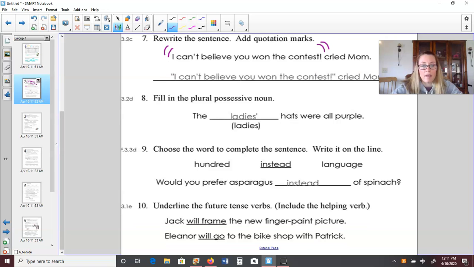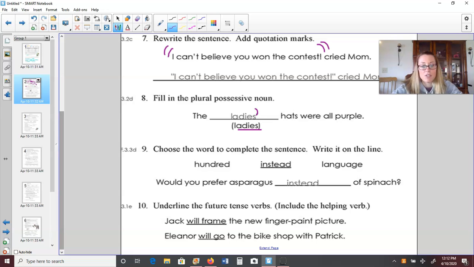On number 8, fill in the plural possessive noun. Plural means more than one, and possessive means there's ownership. So the ladies' hats were all purple. So ladies, notice, is plural already, I-E-S. Lady is one, ladies is more than one, but we're talking about all of the ladies' hats. It's all of their hats we're talking about. So our apostrophe goes after the S on ladies.